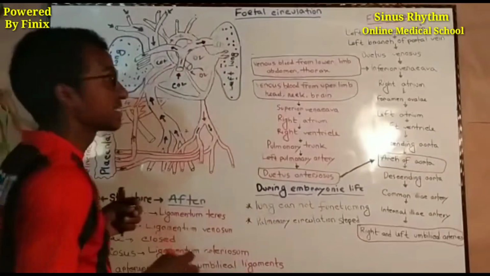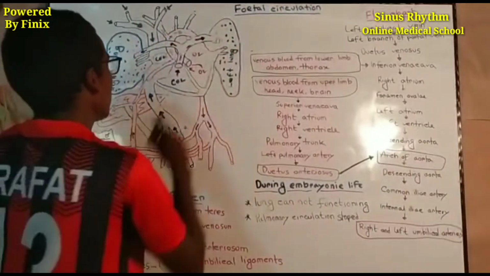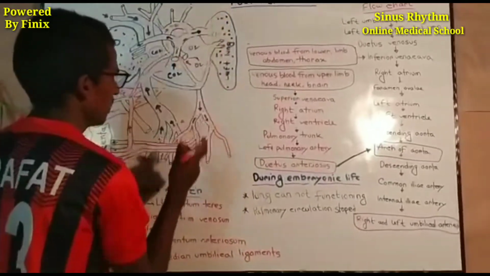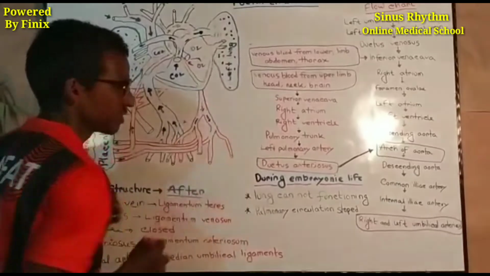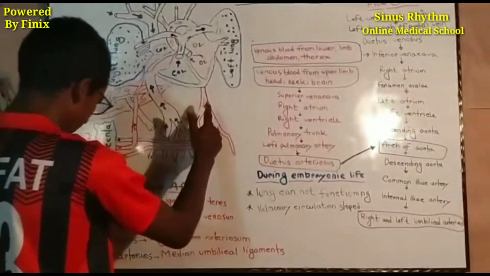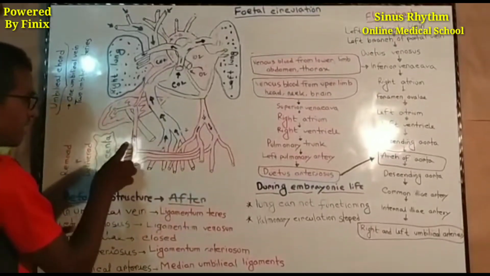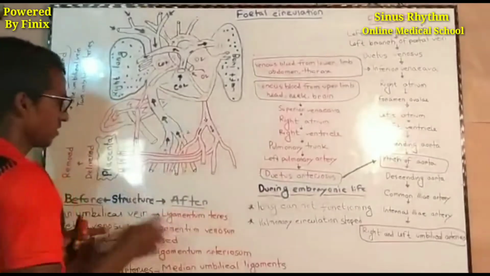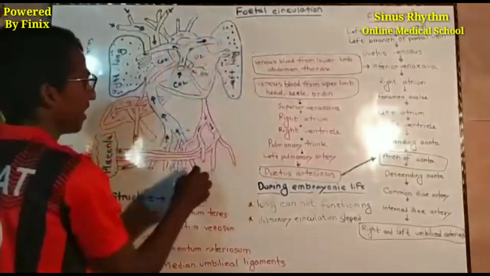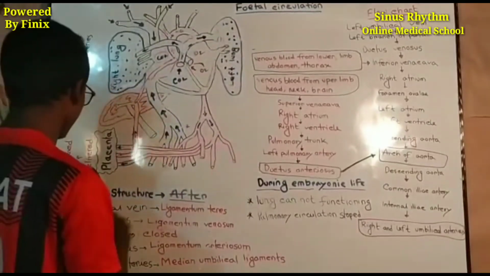The ductus arteriosus mixes the oxygenated and venous blood. Here is the mixed point. Then the blood goes to the descending thoracic aorta, iliac artery, common iliac artery, then the two umbilical arteries. Finally, the venous blood and oxygenated blood get mixed and go to the placenta.